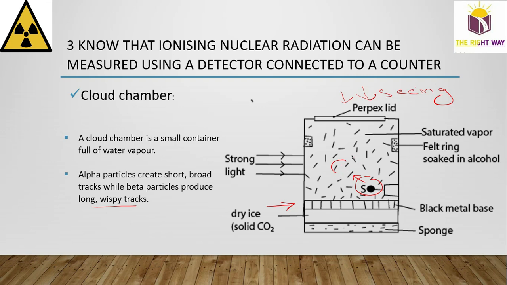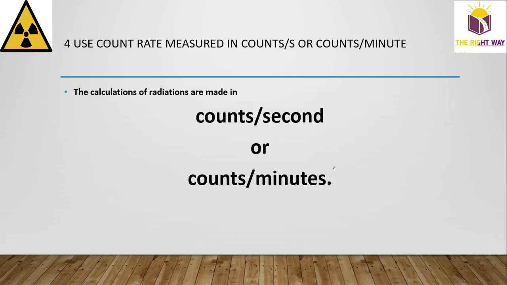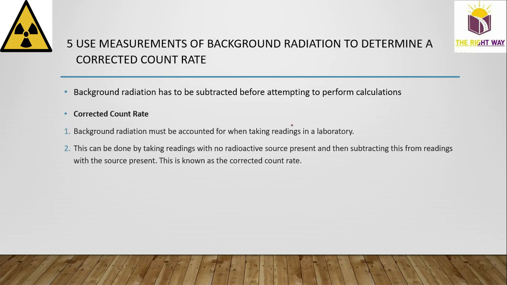You can make this at home as well. Okay. What is the count rate? Count rate is the number of counts per second. How many radiations are counted per second, or how many radiations are counted per minute. These are the units for the measurement of the radiation.